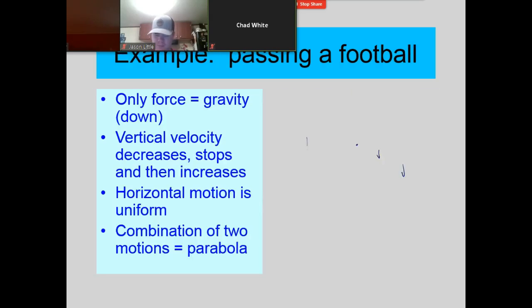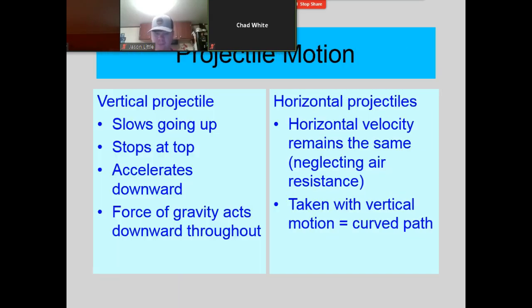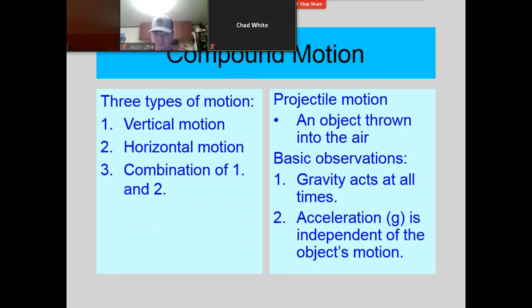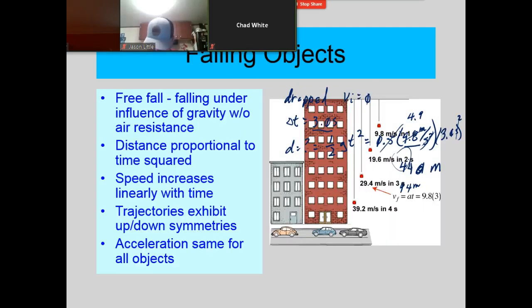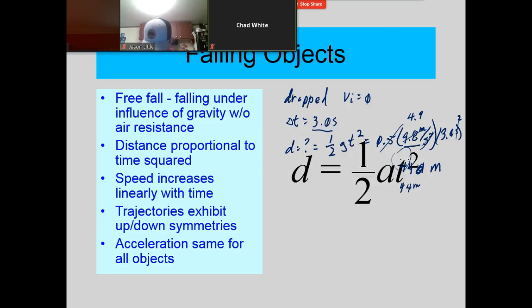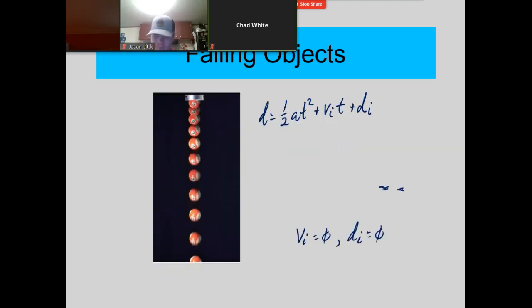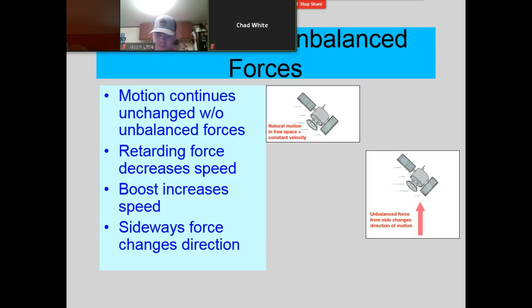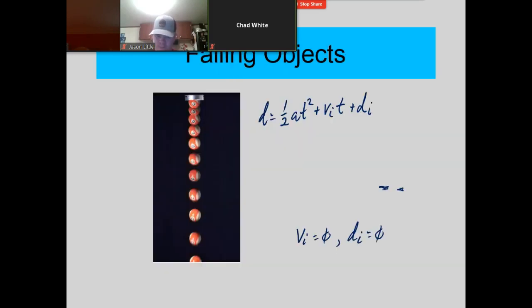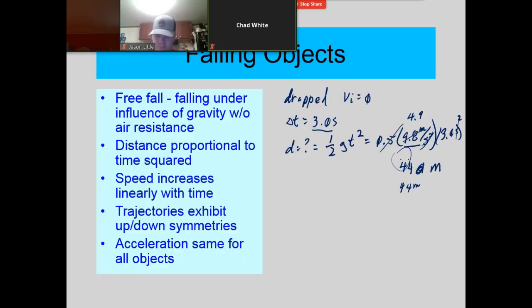When we were dealing with vertical motion, I said everything, what did they call it? How did they name it? I can't remember exactly the wording they used. Let me find. Yeah, trajectories exhibit up and down symmetries, okay? Especially when you're throwing something up or dropping something from down below.